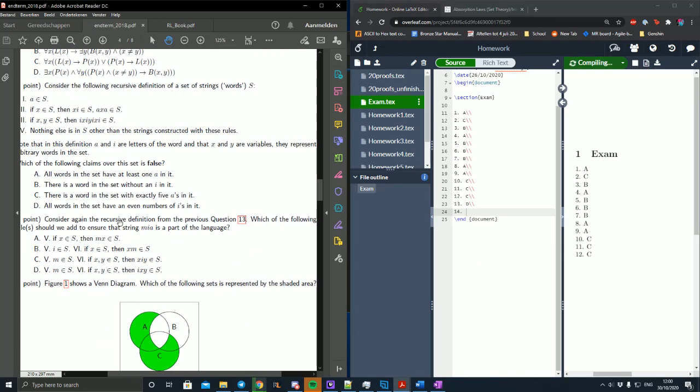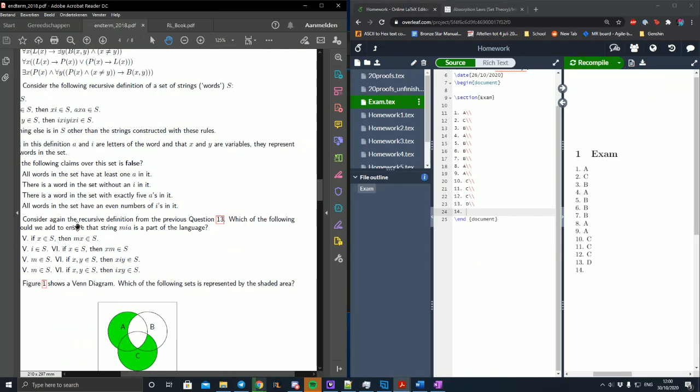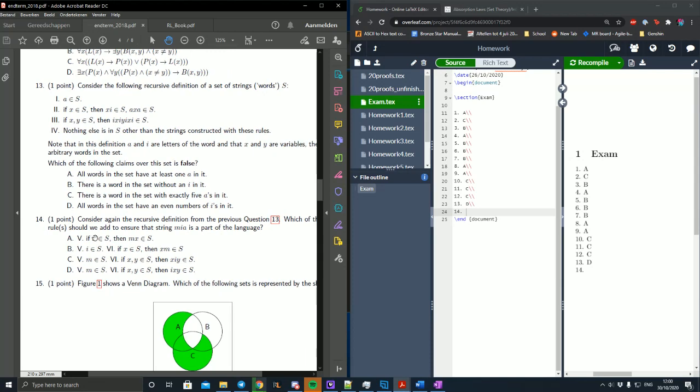Consider again the recursive definition. Okay, we're done. Which of the following rules should we add to ensure that the string MIA is part of the language?